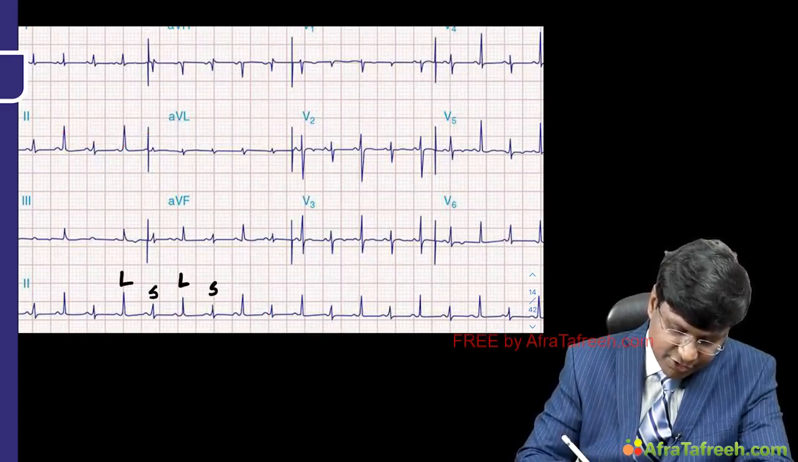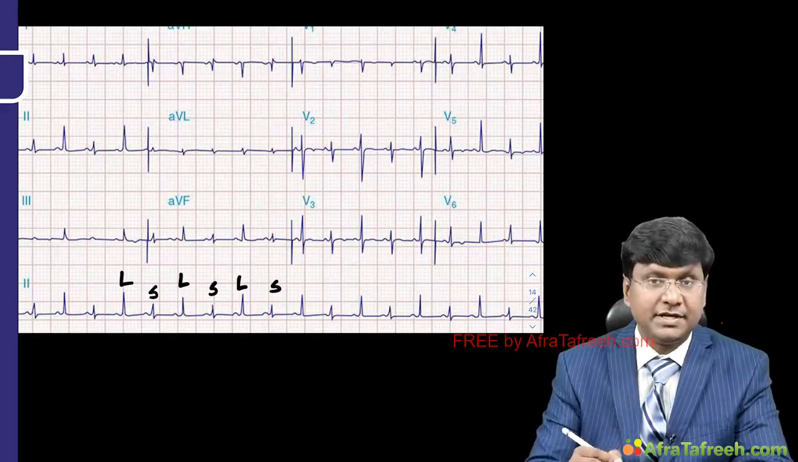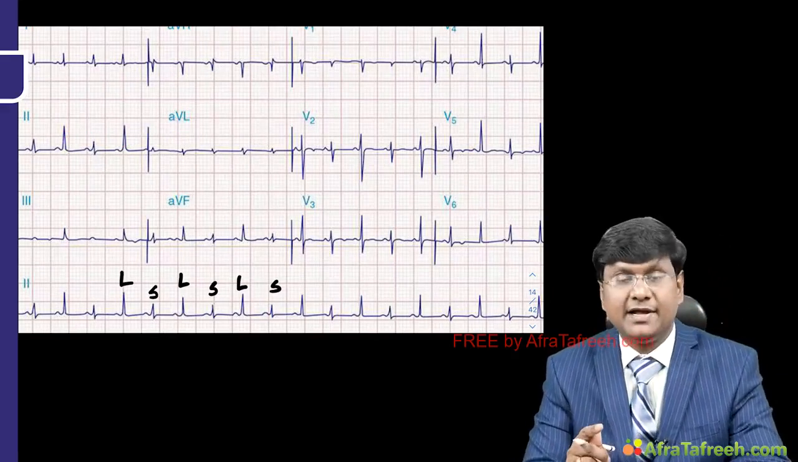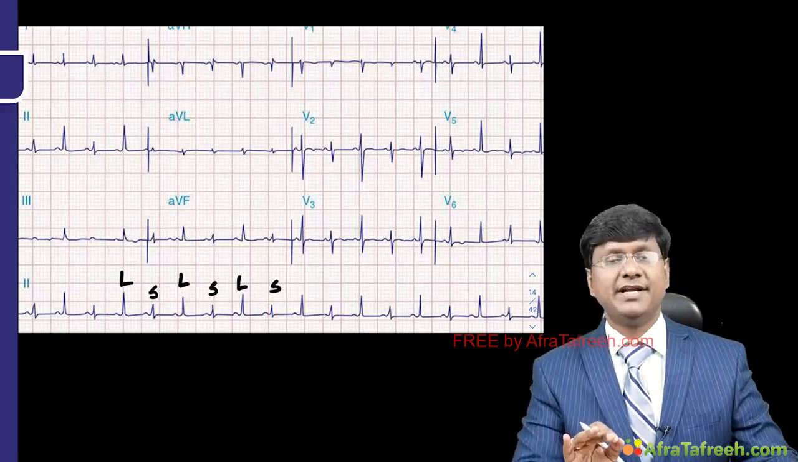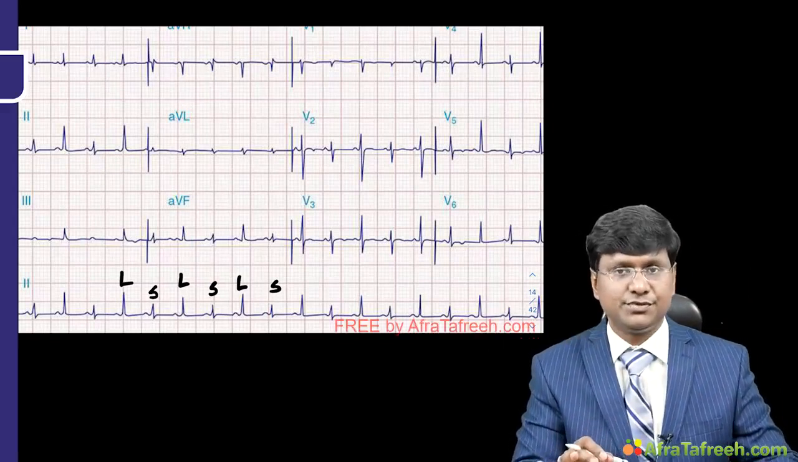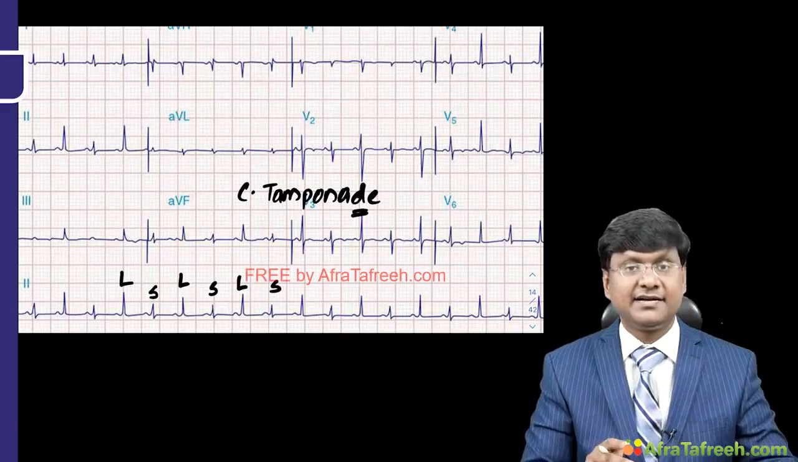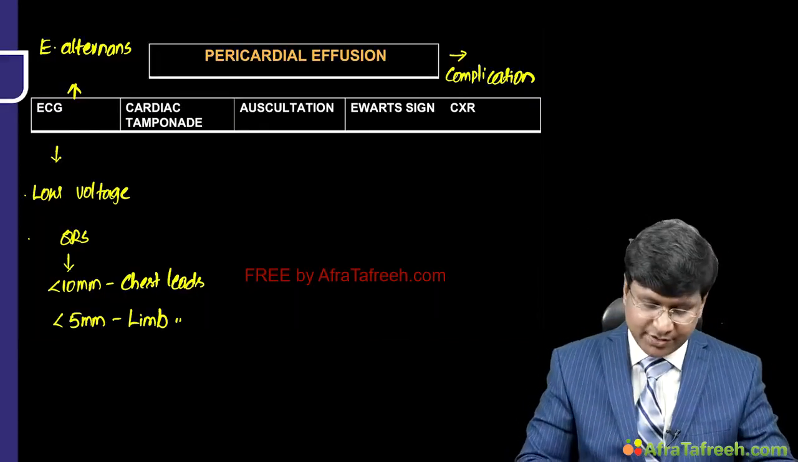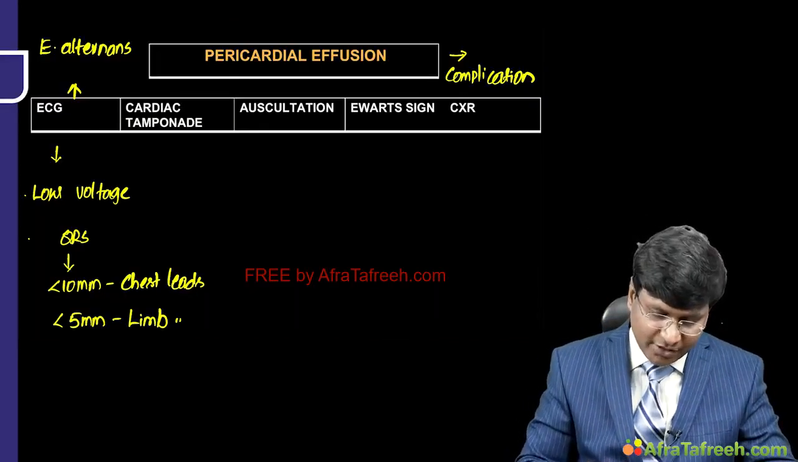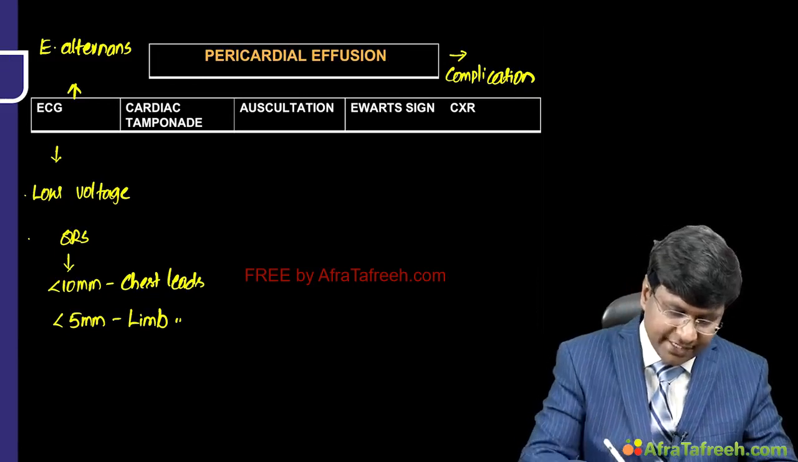You have large and small complexes. This electrical alternans, you will have this whenever there is massive or large pericardial effusion. You can also have this if the individual has developed cardiac tamponade. So even in cardiac tamponade, you have this electrical alternans. So that is about the methodology by which you can diagnose the pericardial effusion.